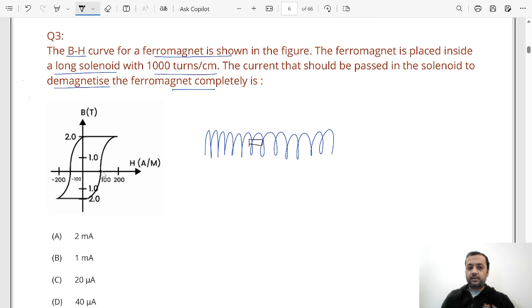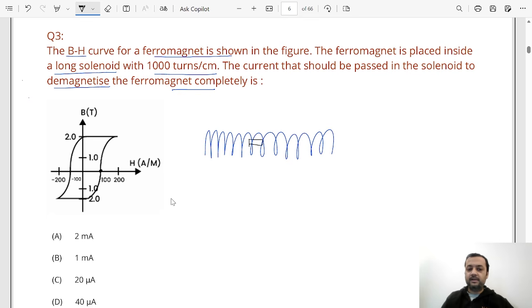So you can see the coercivity of this. It is 100. Very well, you can see that the coercivity is 100 amperes per meter. Now the idea here is, what is the meaning of coercivity? Coercivity is the value of H that is required to demagnetize the ferromagnet completely.